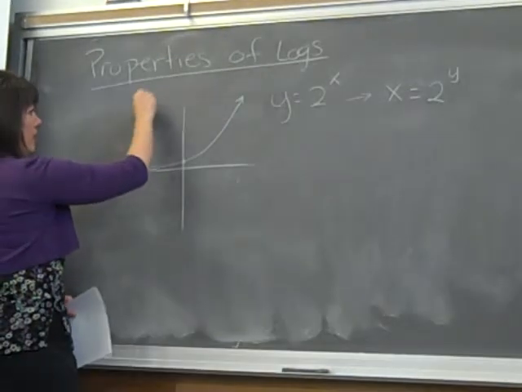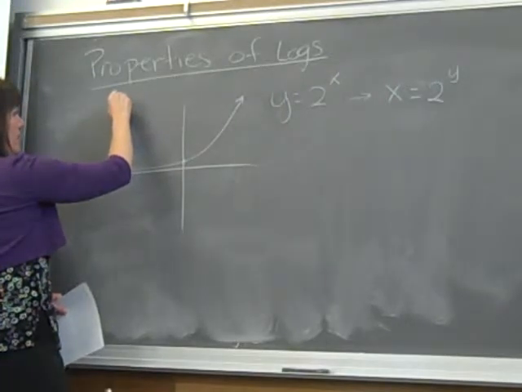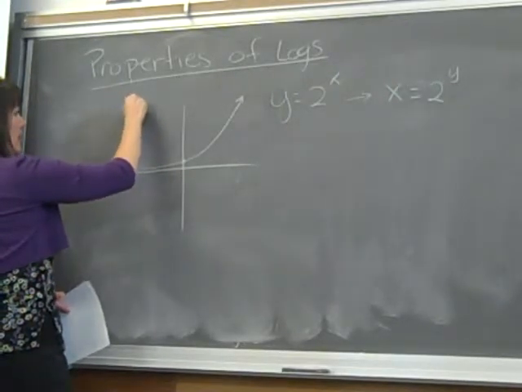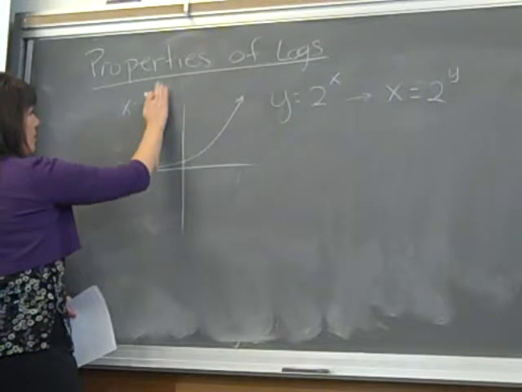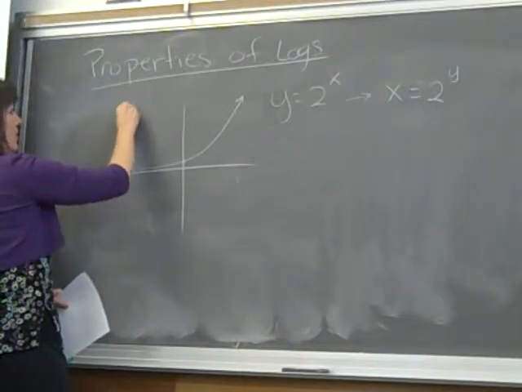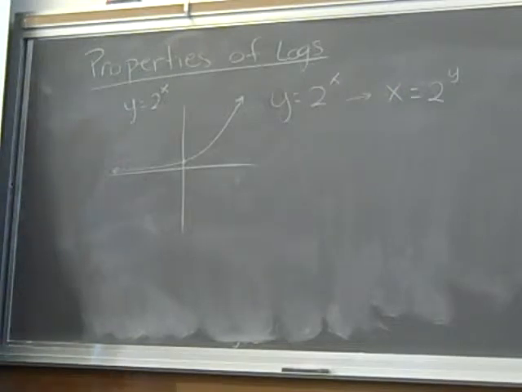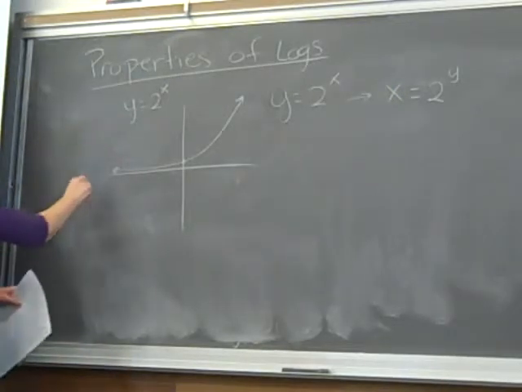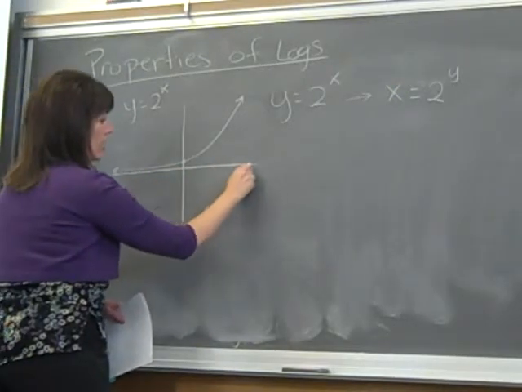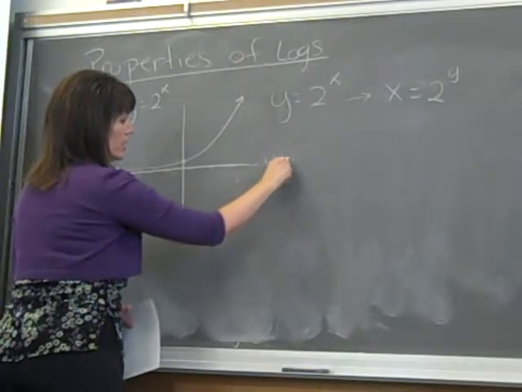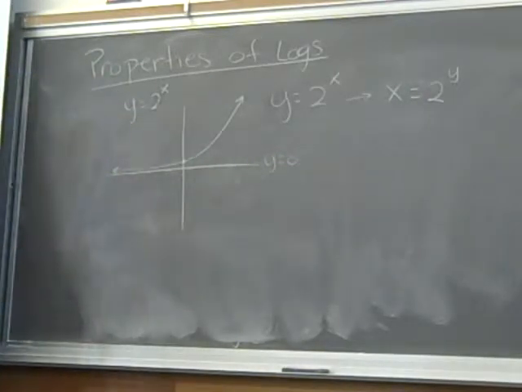This is the graph of what? X equals 2. Nope. This is the other graph. This is the original graph, y equals 2 to the x. It has a few properties. We have an asymptote at y equals 0. You know that, right? Exponentials have that asymptote.